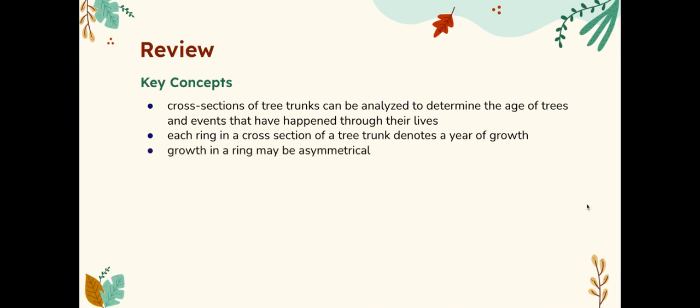Growth in a ring may be asymmetrical. So asymmetrical means uneven, not the same on both sides. So that may be caused by things like being crowded on one side, growing on a slope or a hill, possibly having damage to one side of the trunk.